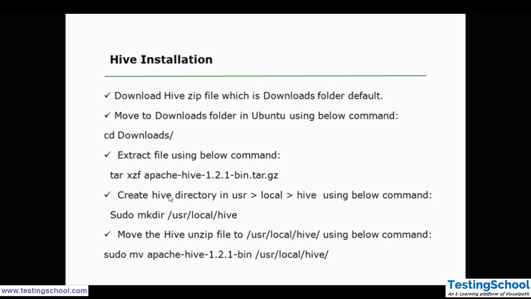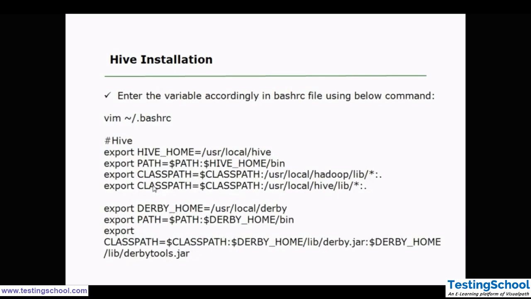And once that folder is moved, you can update your bashrc file for your Hive installation. So these are the paths you need to set. First you need to set the Hive home path, that is the directory path where you have put your extracted Hive file. Then you need to set the class path. So once these are done, then you can start your Hive.